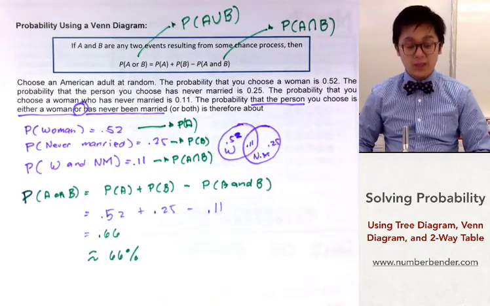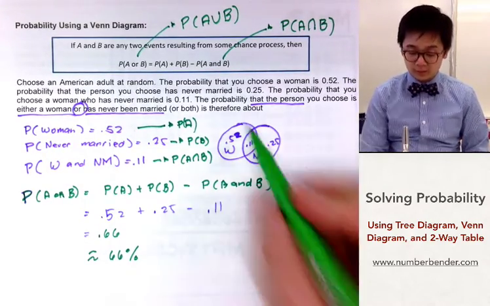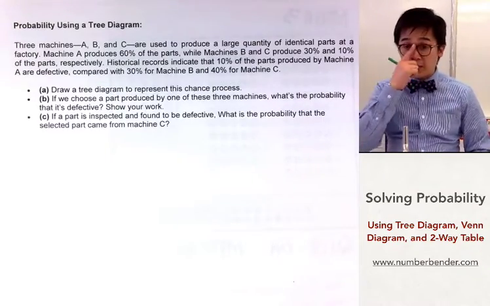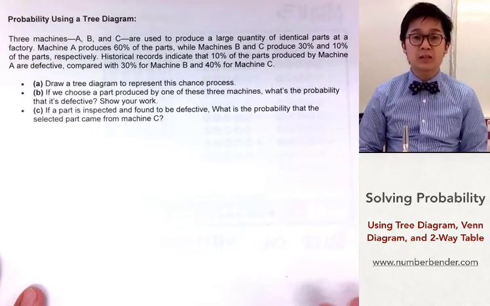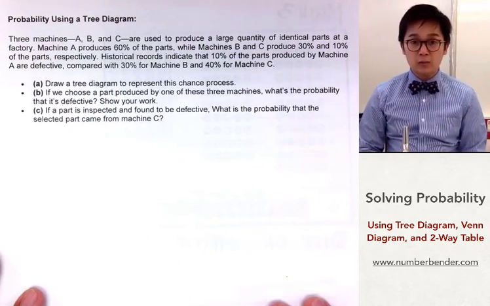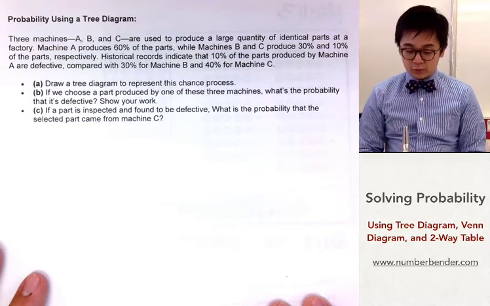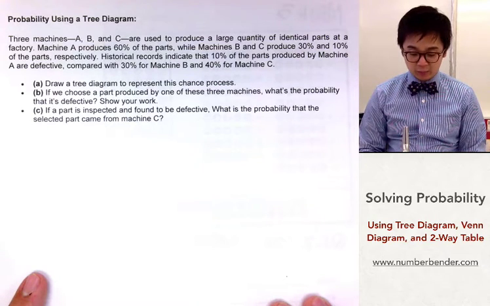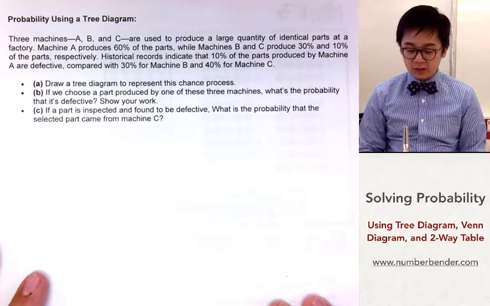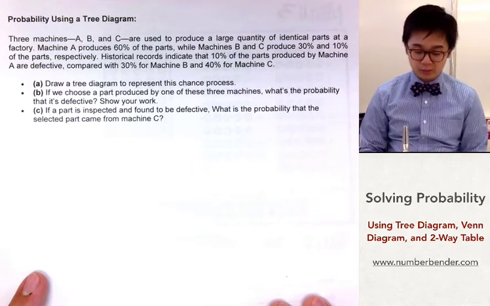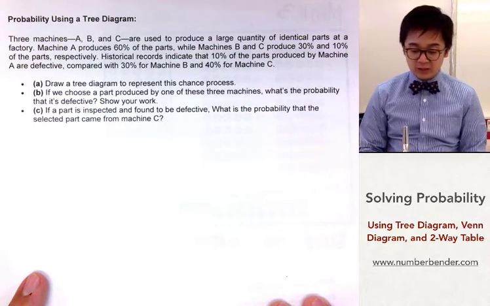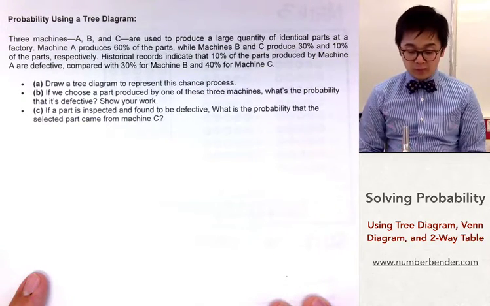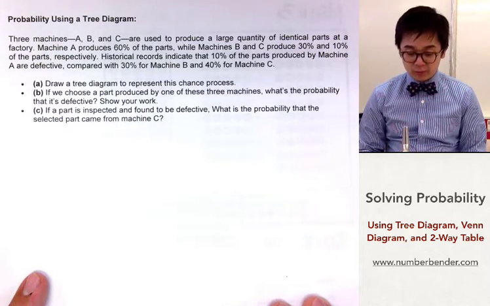So this is our second probability question using the Venn diagram. Now, our last probability question uses a tree diagram. Here, we have three machines, A, B, and C, used to produce a large quantity of identical parts at a factory. Machine A produces 60% of the parts. Machines B and C produce 30% and 10% respectively. Historically, records indicate that 10% of the parts produced by machine A are defective, compared with 30% for machine B and 40% for machine C.